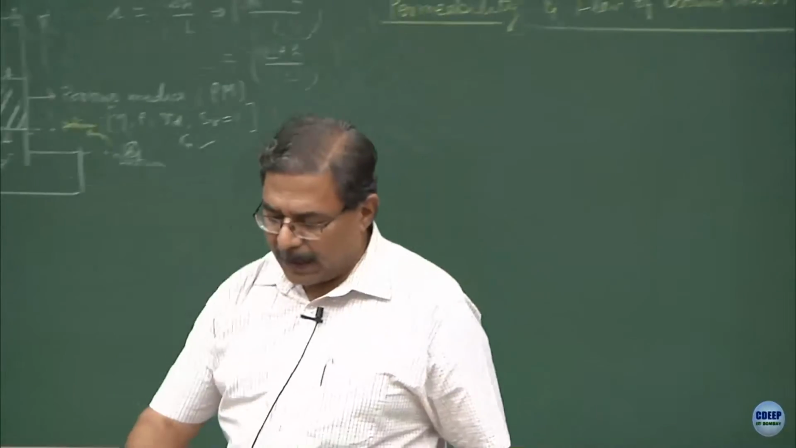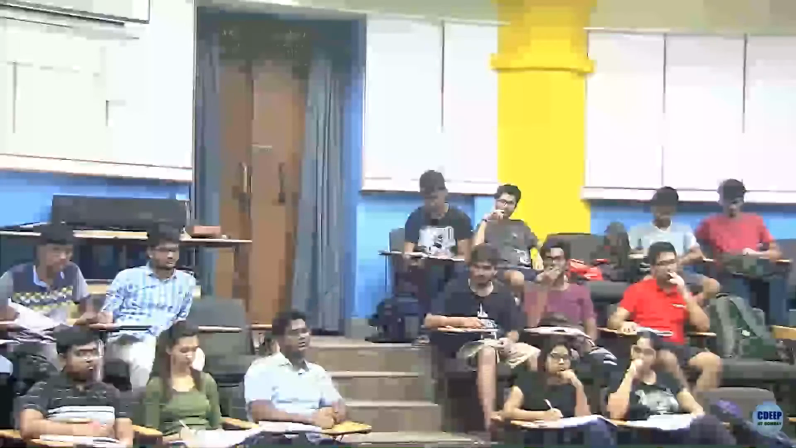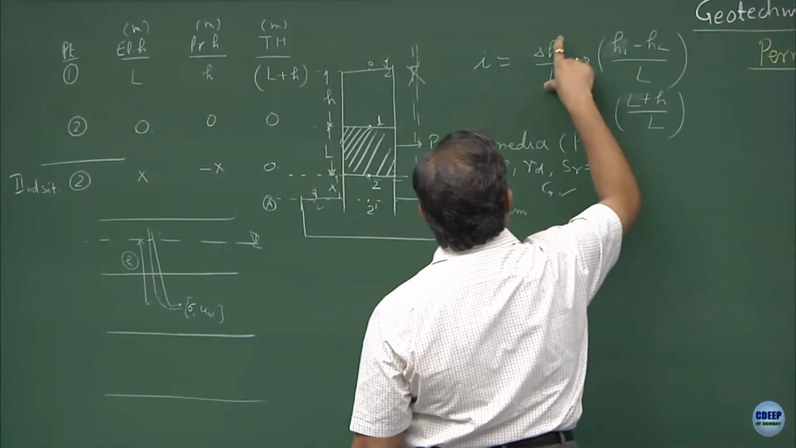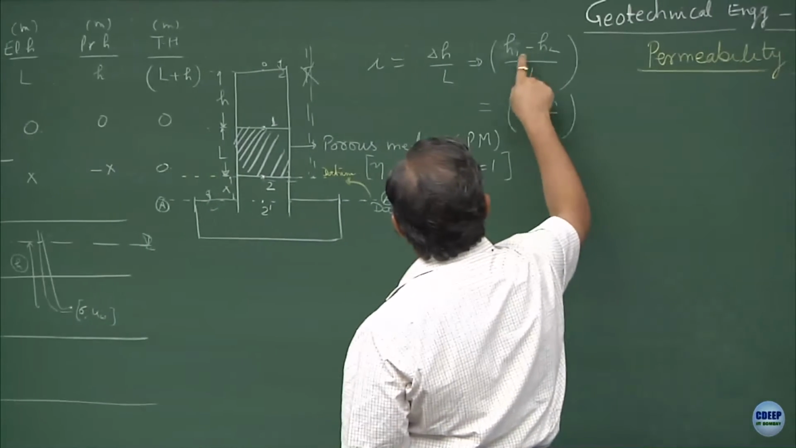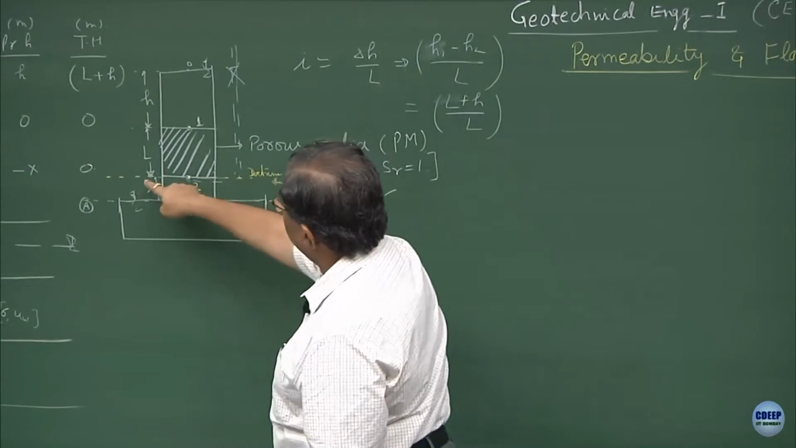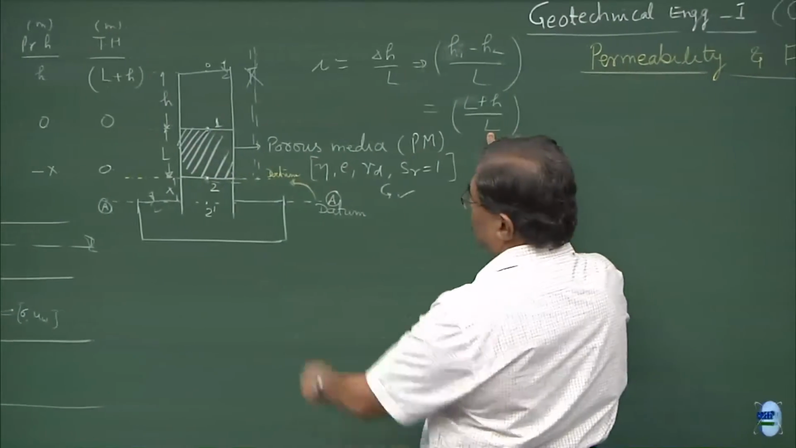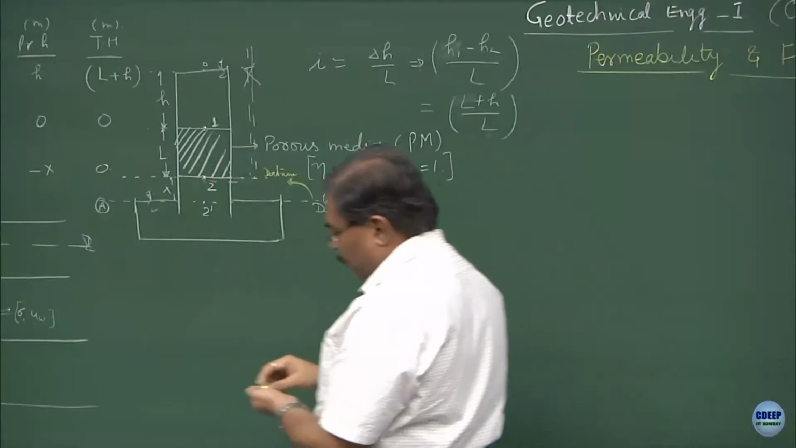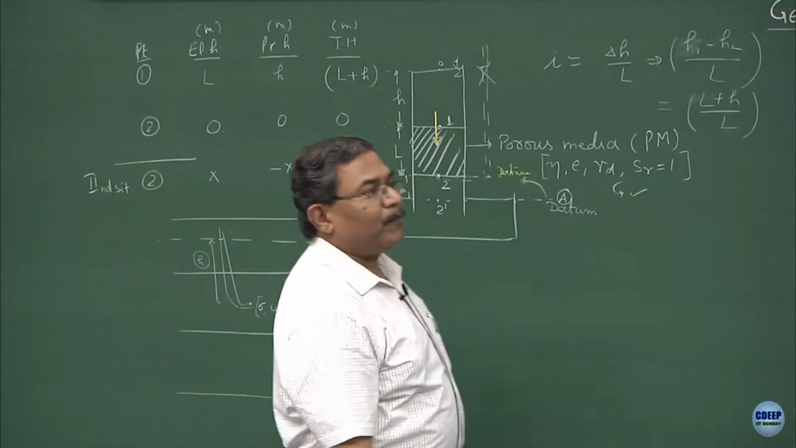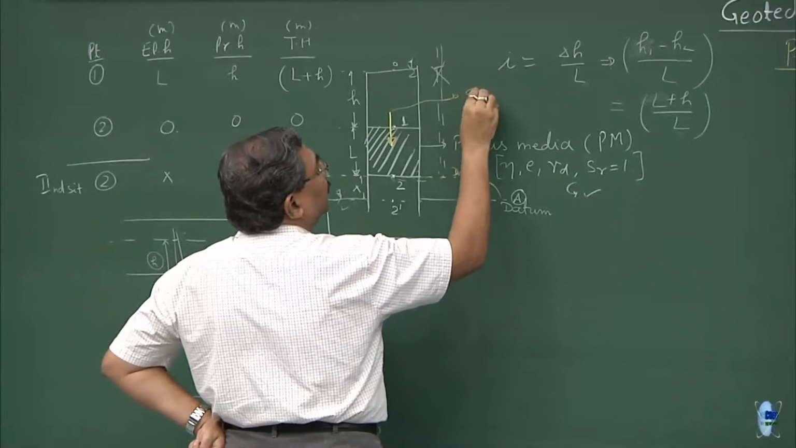Now, what I will do is, I will go ahead with another situation. See, what we have done is, we have established here that the pressure gradient across this sample is delta H upon L, and delta H upon L is nothing but H1 minus H2 upon L. H2 is 0 once you shift the datum over here. H1 is equal to L plus H, divided by L is the hydraulic gradient. Now, this gradient is going to cause the flow through the porous media. So, this yellow arrow shows the flow through the porous media.